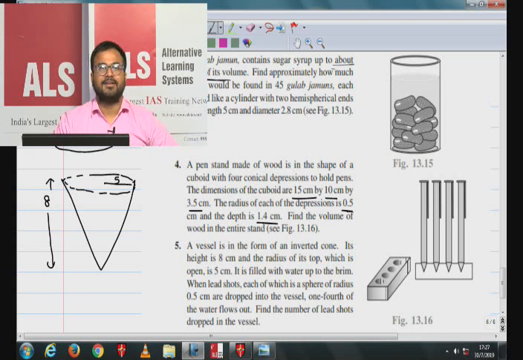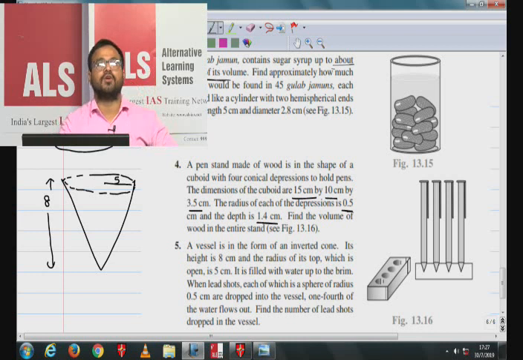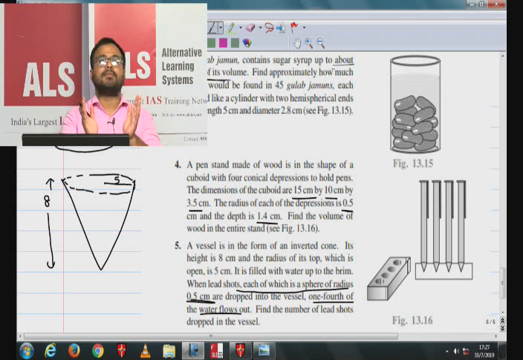Do you remember the Archimedes principle? That concept you have to apply, because the amount of water getting displaced is equal to the volume of the object that is submerged in the water. And what is written: the lead shots are in the shape of a sphere of radius 0.5. So you can figure out the volume of the ball. 1/4 of the water flows out. 1/4 of the water means 1/4 of whatever is the amount of water in the cone. So first of all, figure out the volume of the water in the cone. 1/4 of that water goes out. It means 1/4 of the water is equal to the volume of those balls. So we have to figure out how many lead shots are there.